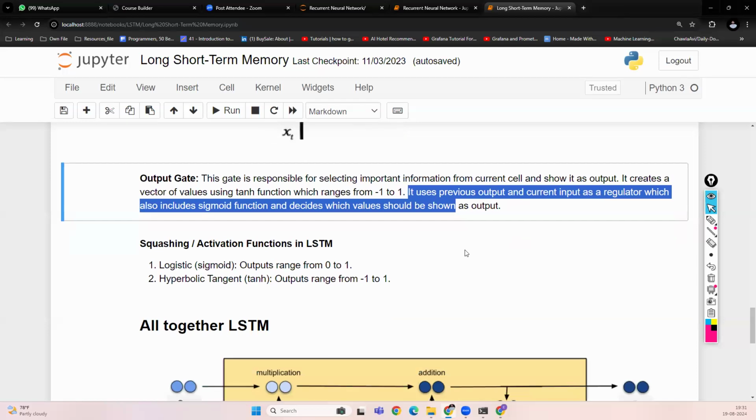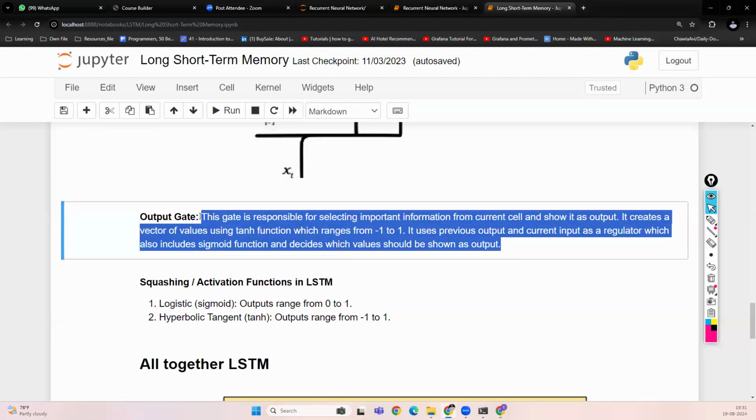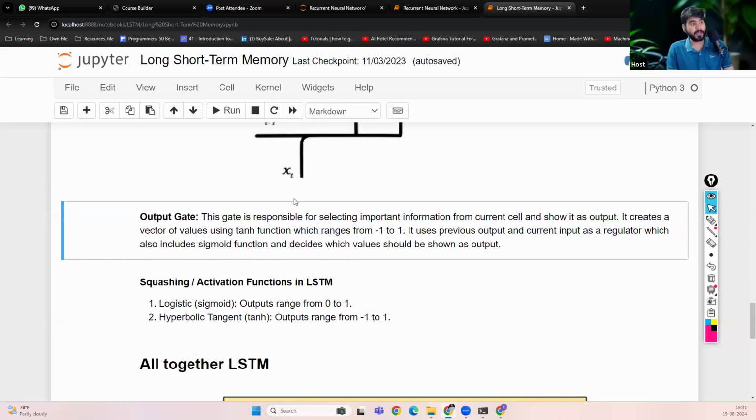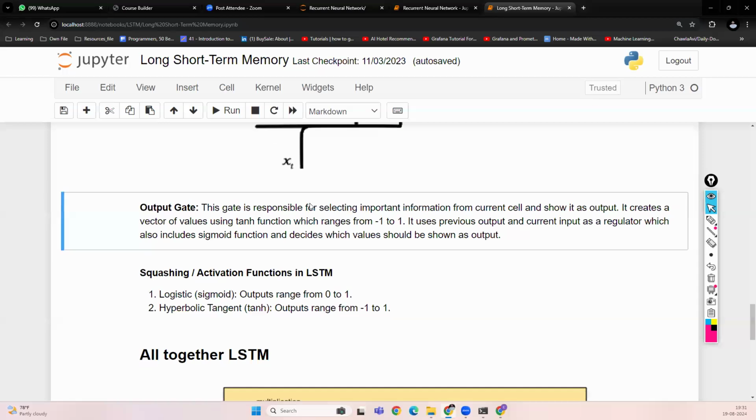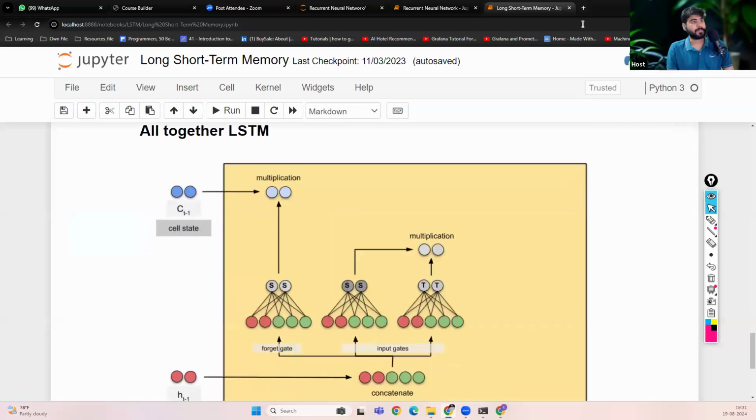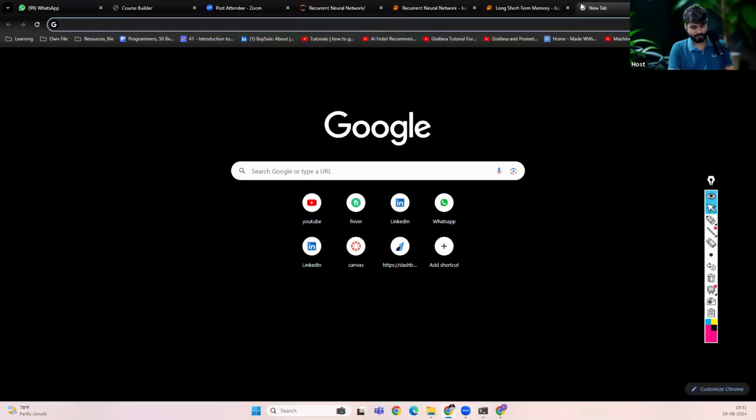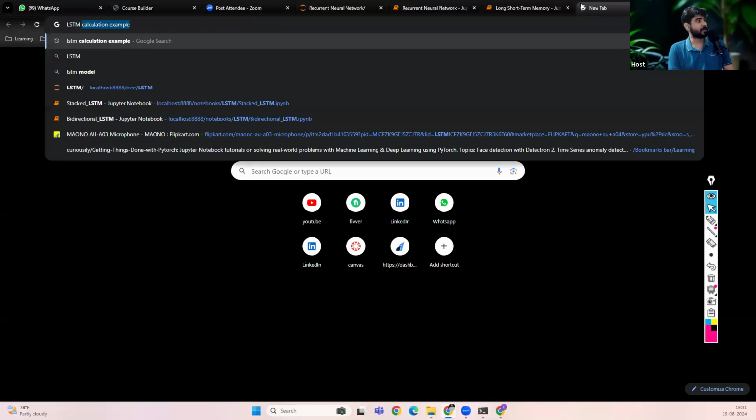Can you tell again where exactly the activation function and sigmoid function are used? Yes, I will explain this one in the architecture. Don't worry. Now I'm going to start with the architecture. Let me open the architecture, because we need to do the calculation as well.